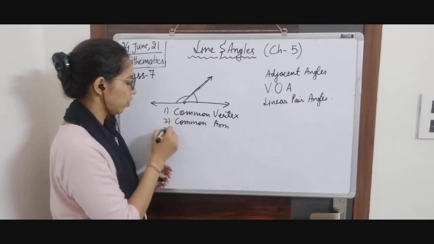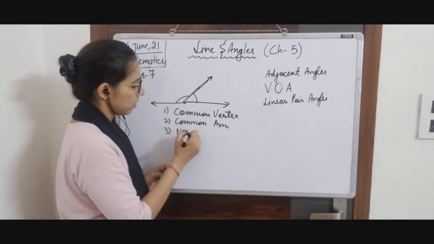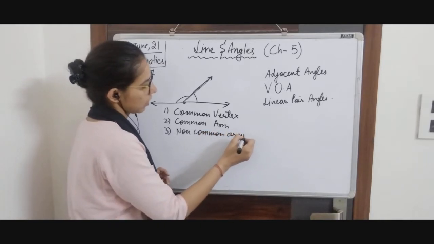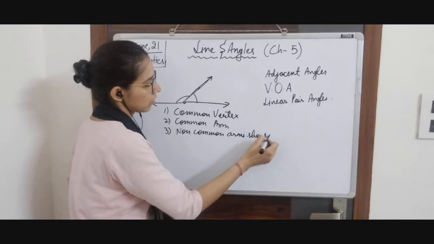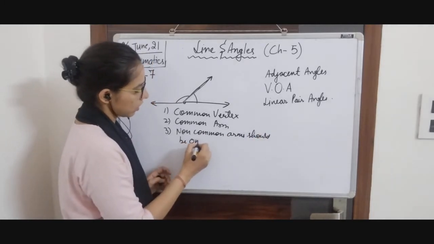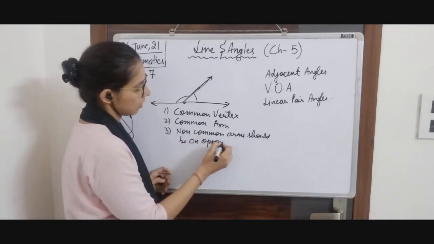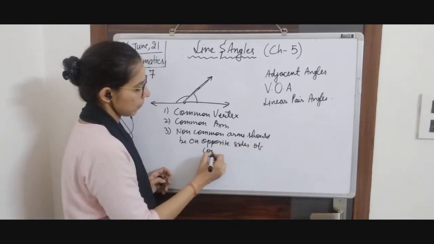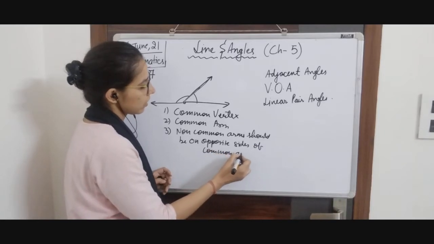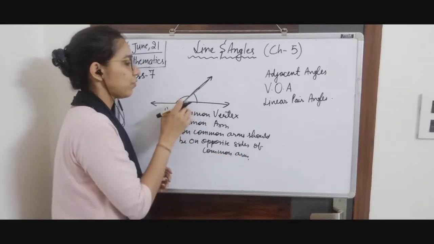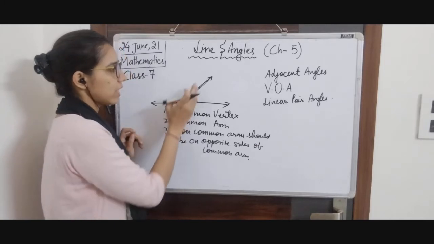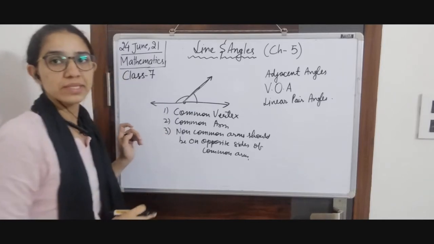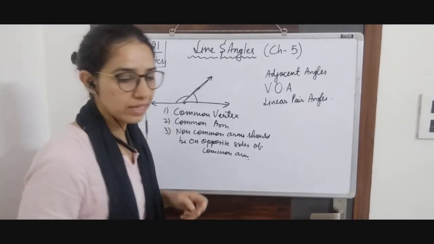Third condition is your non-common arms should be on opposite sides of the common arm. Like in this figure, if your upper common arm was this, the non-common arms are lying on this side and this side, opposite sides. So all three conditions are satisfied. It means we are talking about adjacent angles.